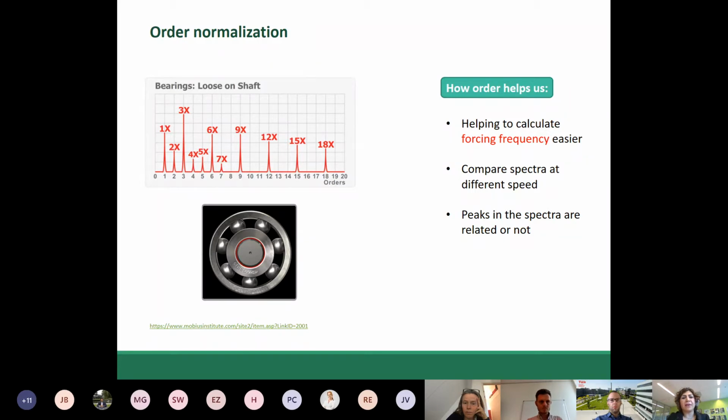But what is the benefit of doing order normalization? If we show the frequency on the x-axis in terms of order, it will help us to calculate forcing frequency more easily. Another thing is that if we change the speed, it is possible to compare spectra at different speeds. Plus, we can see if the peaks in the spectra are related together or not.